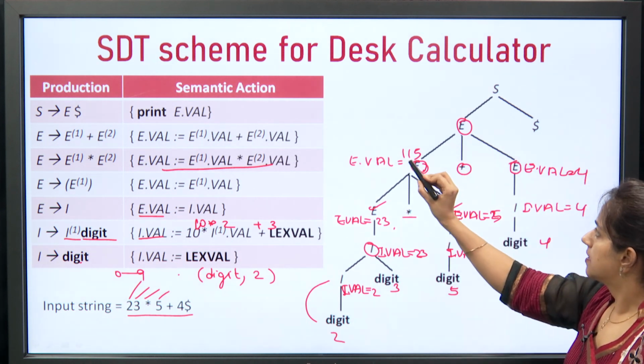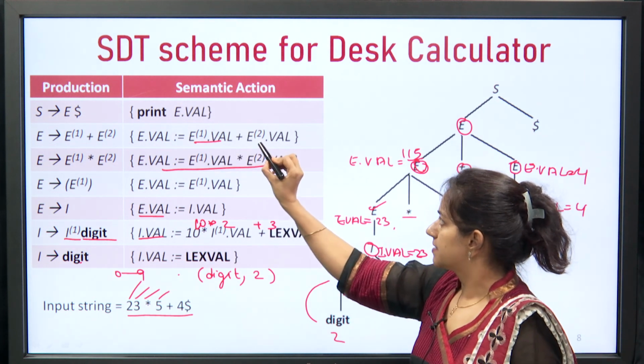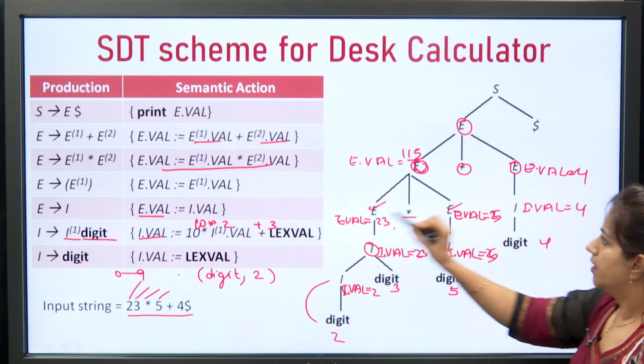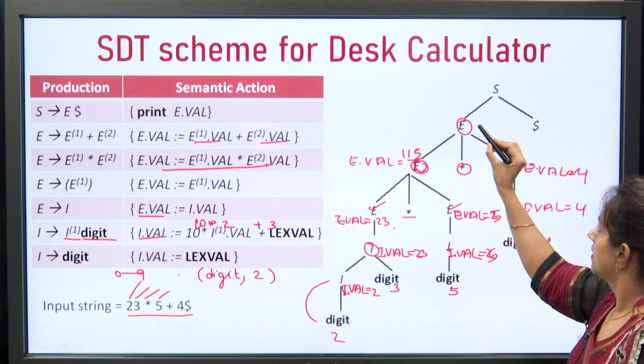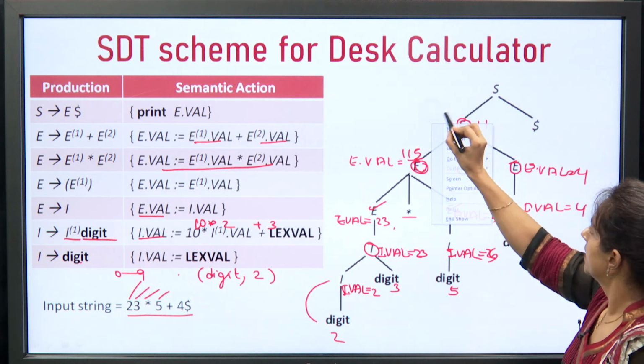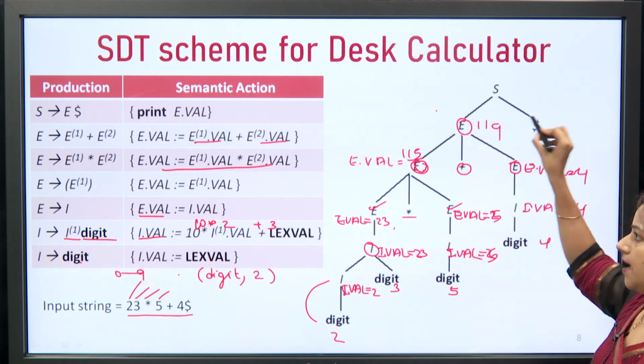So, this is 115 here plus 4. So, 115 plus 4. So, E dot val now will be 119. Now, here we have E and then dollar.